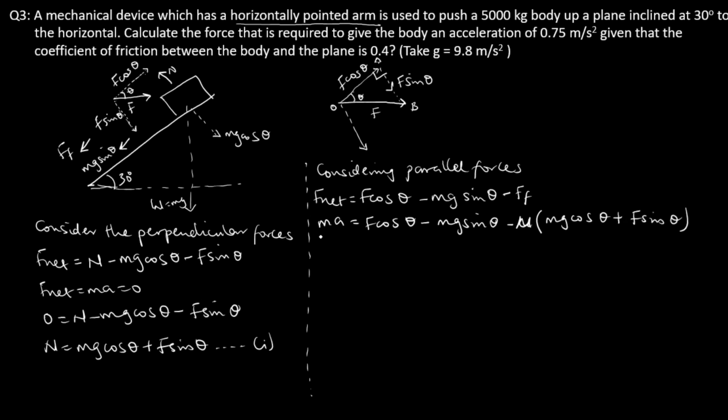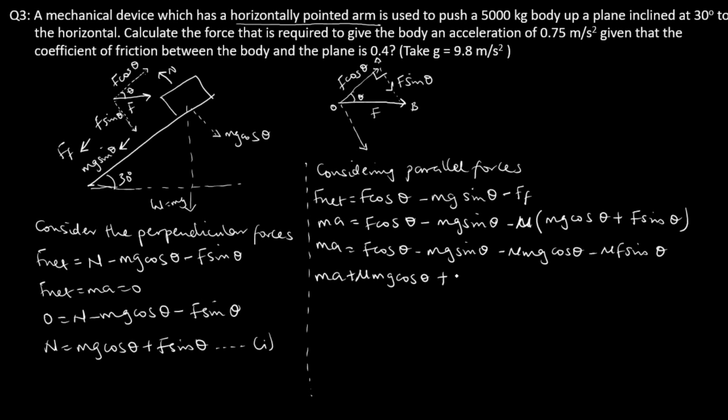Okay, so let us express this further. We have F cos theta. Let's open up our bracket. Minus mg sine theta minus mu mg cos theta minus mu F sine theta. Alright, now let us collect like terms. We'll have ma. Let's move all the terms without force to one side. So this will become a plus mu mg cos theta, and then plus mg sine theta.